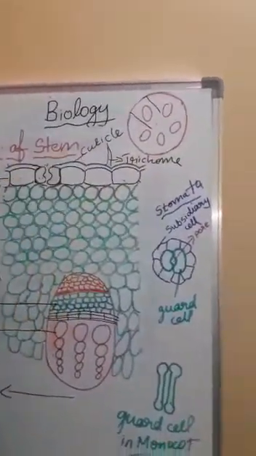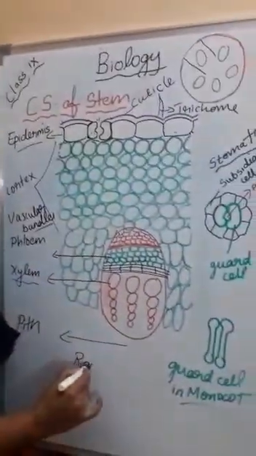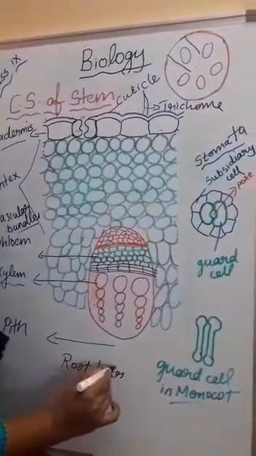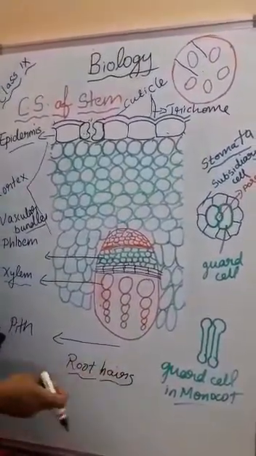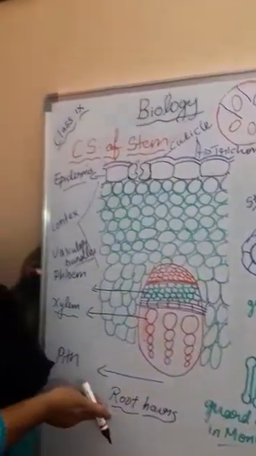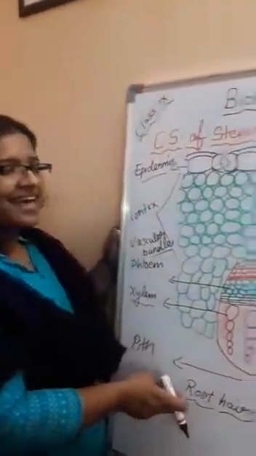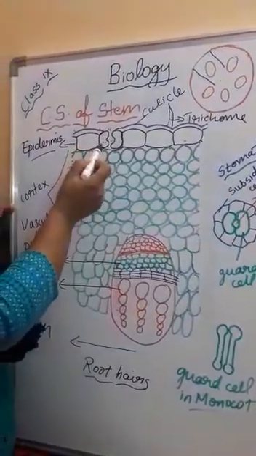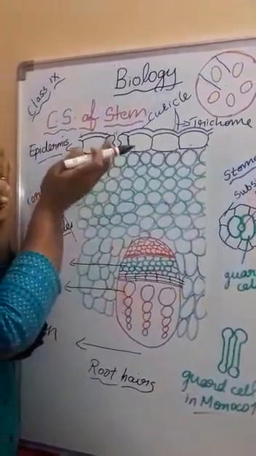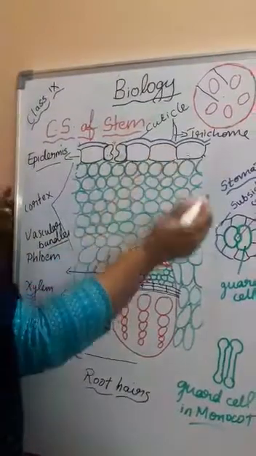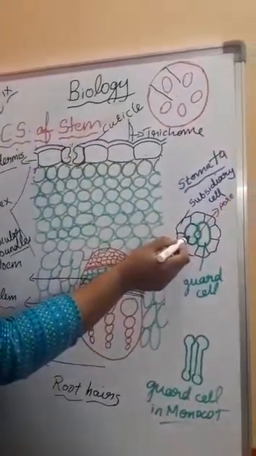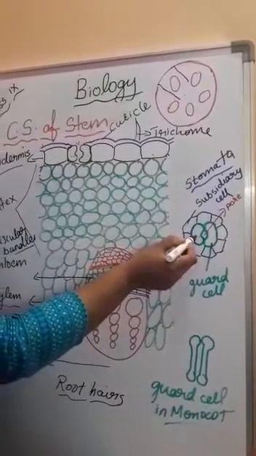Same like this, a unicellular outgrowth. In the case of roots, you can see root hairs, small minute hairs from the root. They are called root hairs, and they are meant for the absorption of water and minerals. And now I told you stomata are present along with the epidermis. Here is a representation of the stomata of a dicot. And you have already studied this in lower classes.